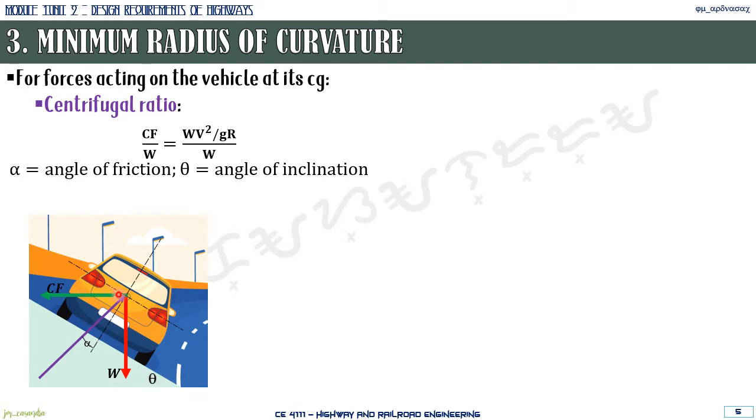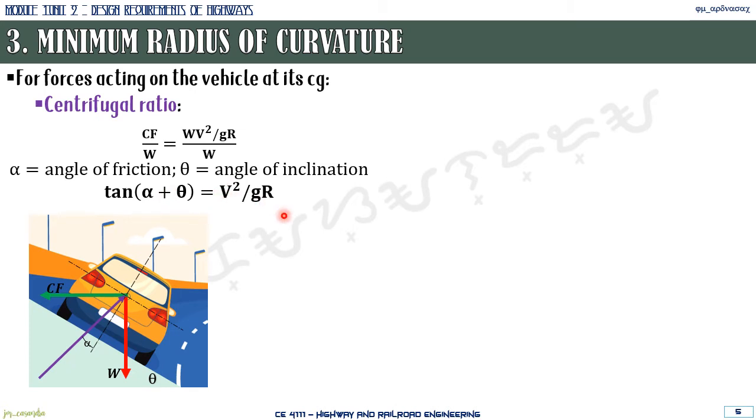So if we are moving now the centrifugal force on this side in order to create a force triangle, we can see that CF divided by W is given as the tangent of alpha plus theta. So with that, the centrifugal ratio and the resultant is now equal to the tangent of alpha plus theta equal to v squared all over gR.